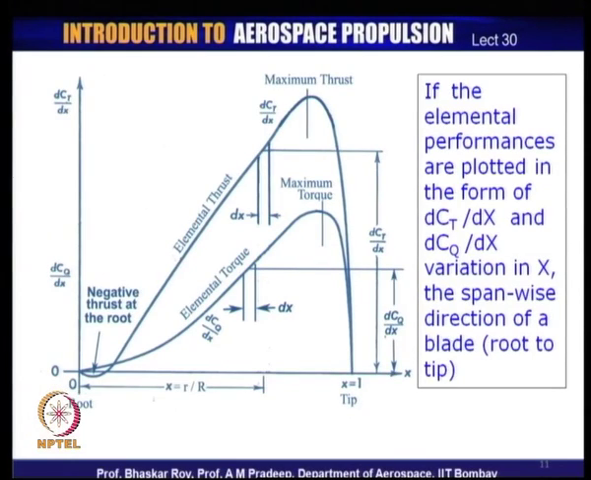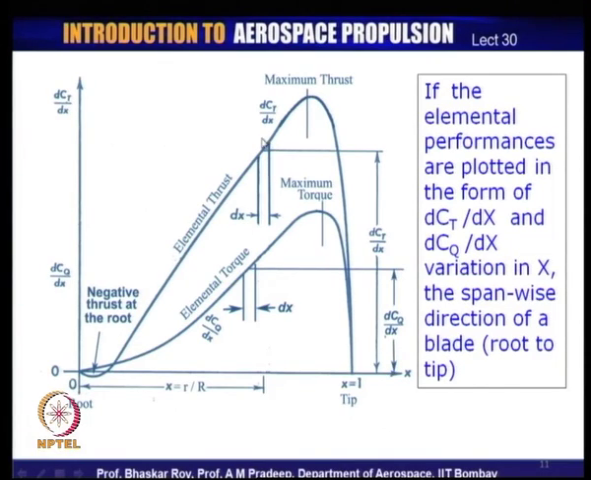If we can now put together all of it into a typical blade, every element is now created with a lifting characteristic, and let us say that we get a variation of lift, a variation of thrust and torque in the direction from root to tip, that is designated as x, from root to the tip of the blade.